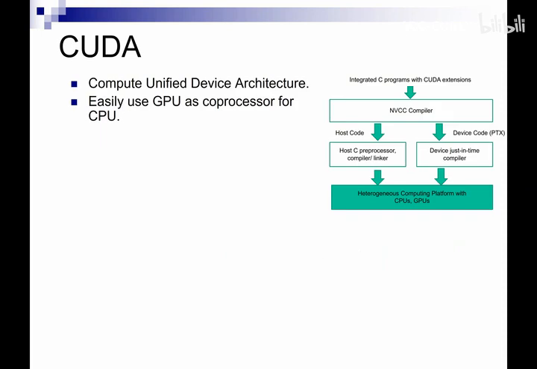Okay, so now we're going to be talking about a language called CUDA, and CUDA is basically the de facto way that you program GPUs nowadays, at least NVIDIA GPUs, which are the most popular GPUs. CUDA stands for Compute Unified Device Architecture, and it basically allows you to use a GPU as a coprocessor for the CPU, right? So it lets the GPU help the CPU do some sort of computation.